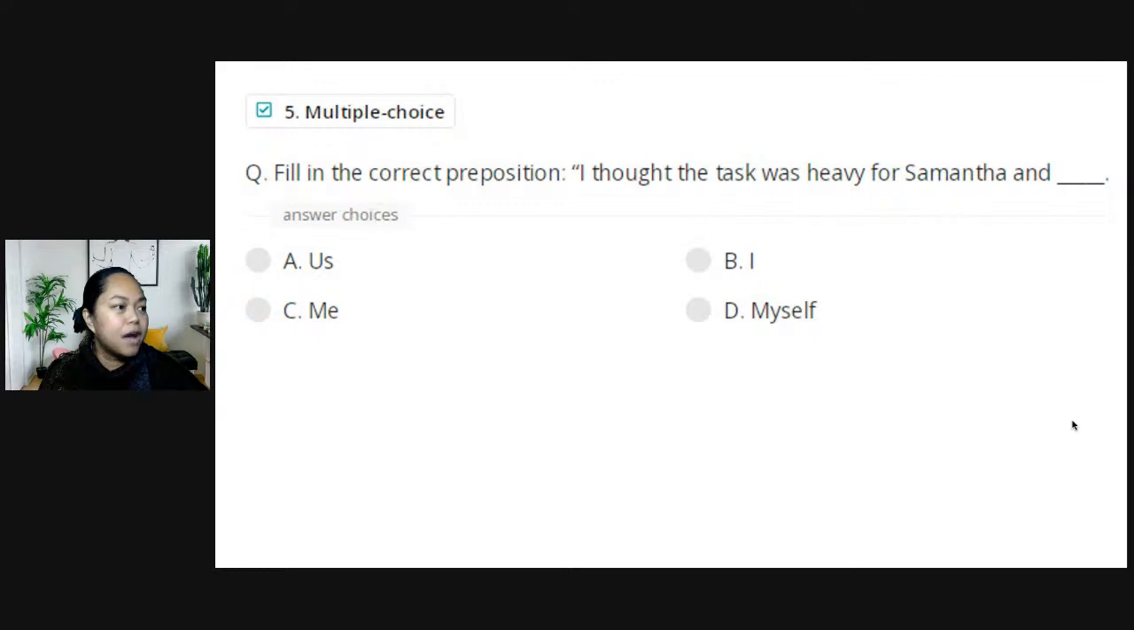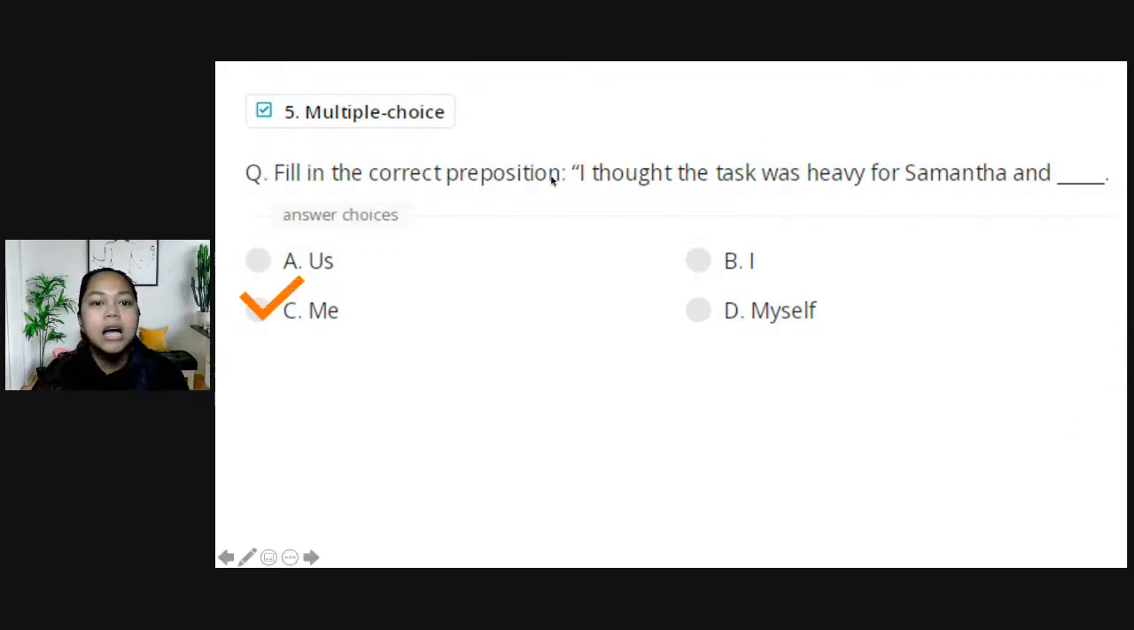Okay, number 5, I see C's for number 5. Let's check. Again, we are asked to fill in the correct preposition. You all know what a preposition is, no? Usually these are things that would show you the position of objects. So I thought the task was heavy for Samantha and blank. Is it letter A, us, letter B, I, letter C, me, or letter D, myself? The correct choice here would be letter C, me.